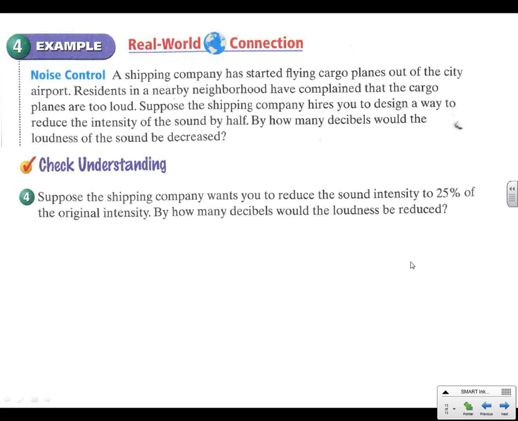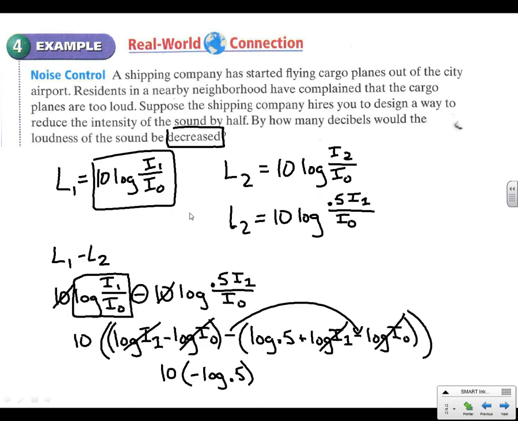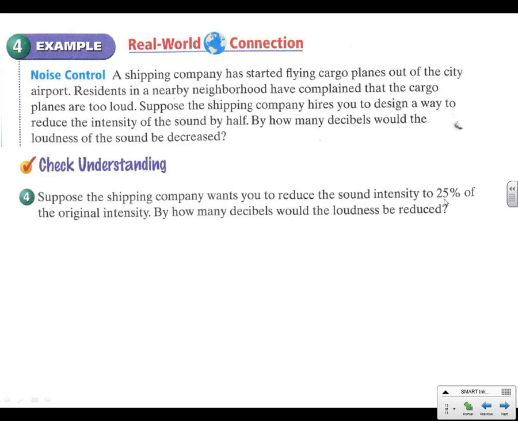All right, your last one here is to do understanding check 4. We want to reduce the intensity of sound by 25%. So it's the same setup, right? Use the same setup that we did here, but instead of cutting it in half, we're decreasing it to 25% of the original intensity. All right, try that problem. We'll go over it in class. Good luck with this, and that's all there is for 8.4.